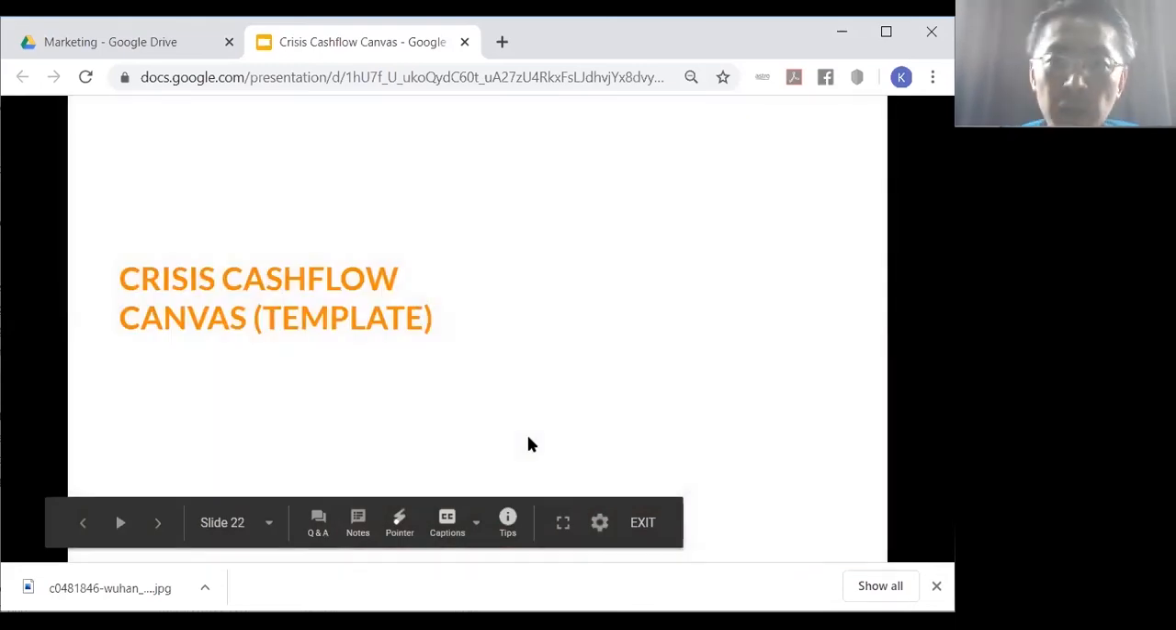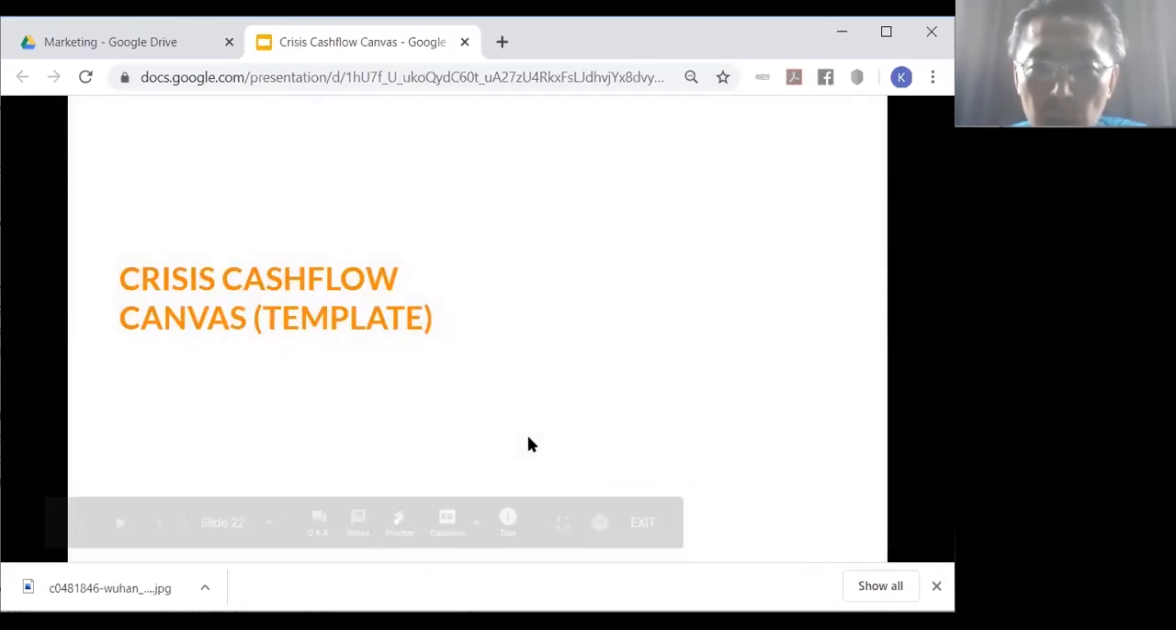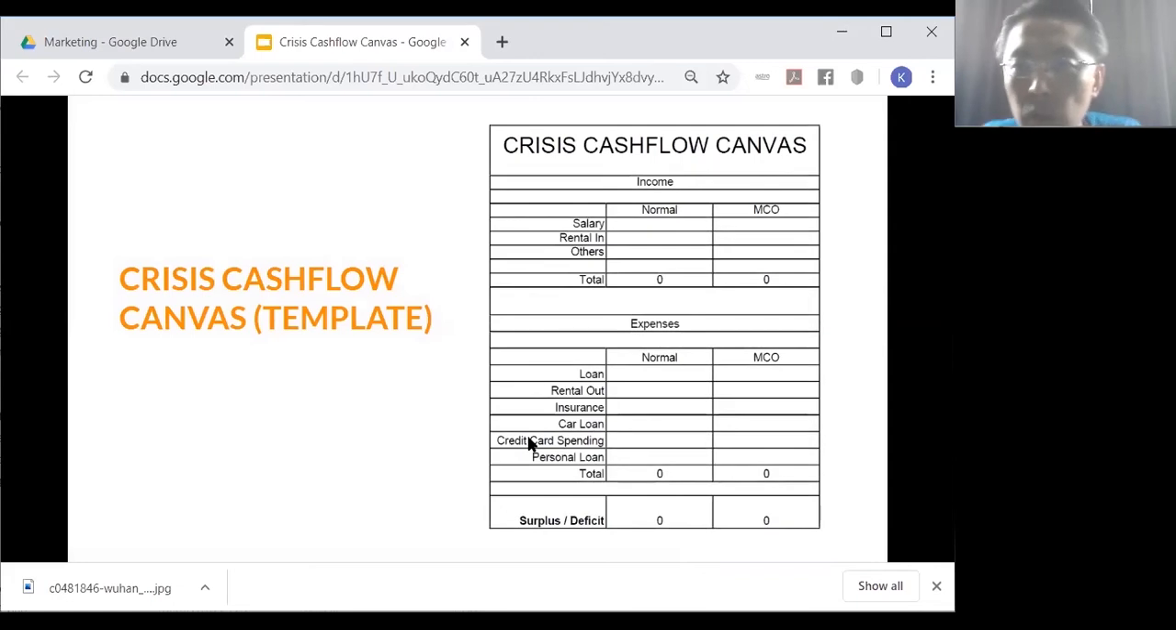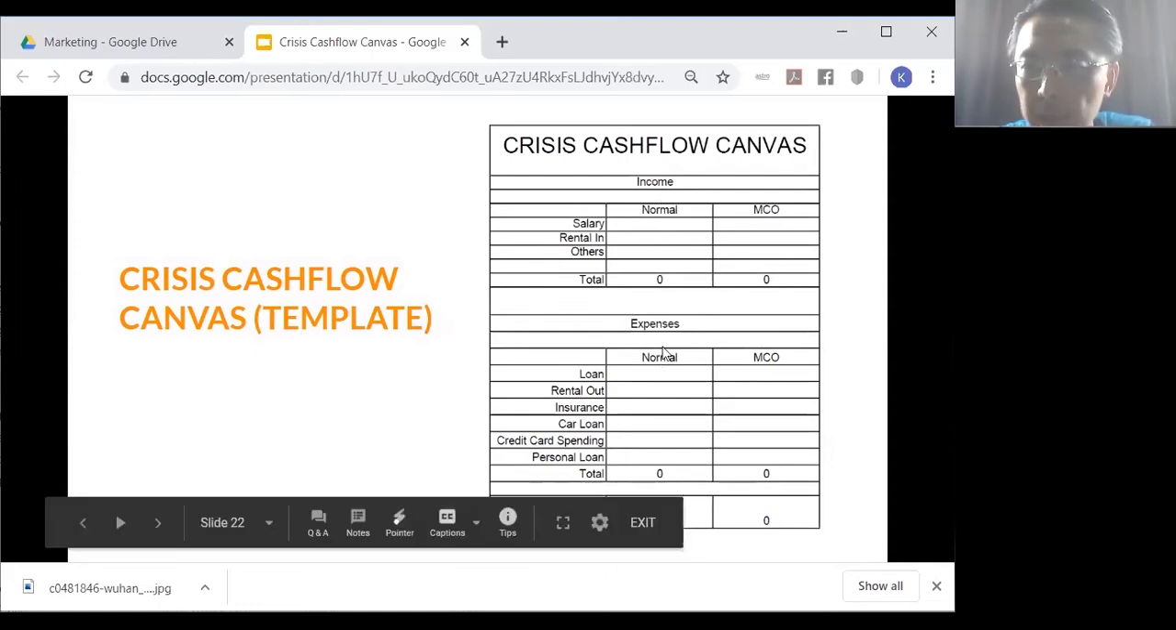So I just want to share with you this crisis cash flow canvas, which is a very simple tool I've created that basically allows you to key in your income and expenses and shows you a surplus and deficit.